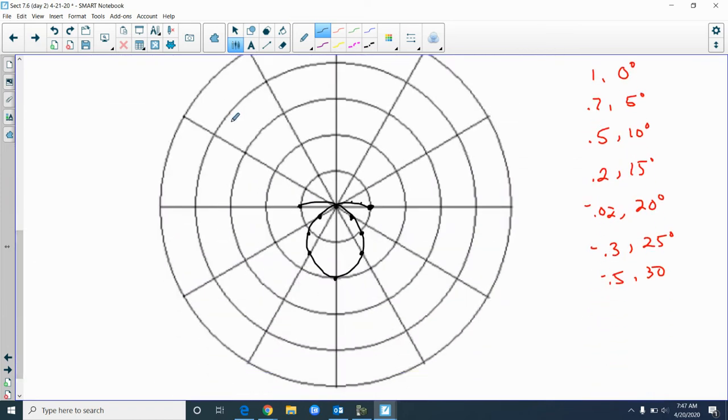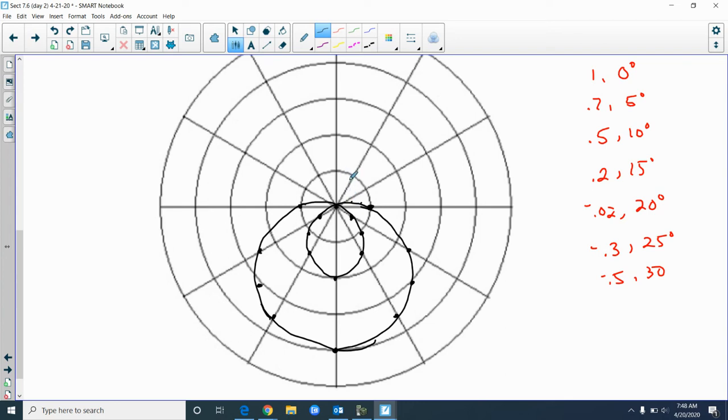So 210 is 2.5. 225 is 3.1. 240 is 3.6. 270 is 4. 300 is 3.6. 315 is 3.1. And 330 is 2.5. And then back to 1. So when we finish this off, that is what it looks like.